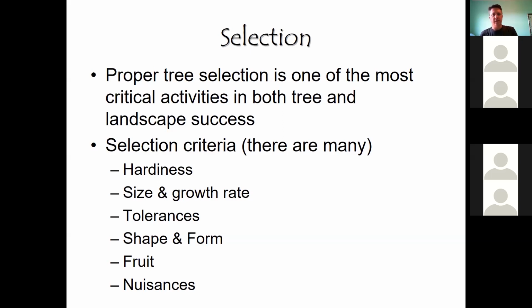Proper tree selection then is one of the most critical activities for the success of the tree, and to create that kind of skeleton, or that success in the landscape, whatever we're trying to do in the landscape. And there's lots of ways that we can select trees for their suitability in a given environment. The one that we usually first look at, and probably one of the most important filters when looking at a plant list, is the hardiness.